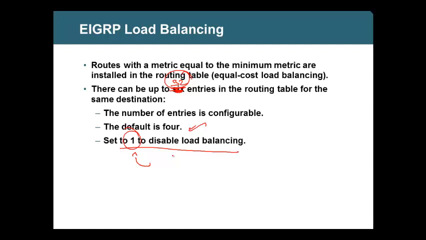Which means you are disabling the equal cost load balancing. You are disabling the load balancing. You say, I just want only one link, one path. So you can go down to 1, you can go up to 32. The default is 4.